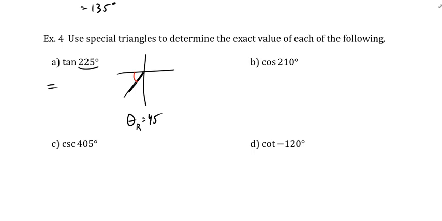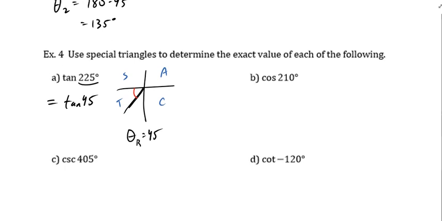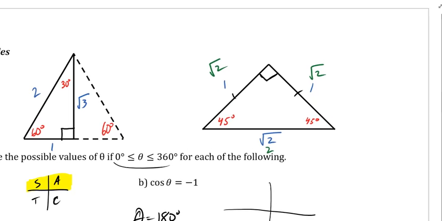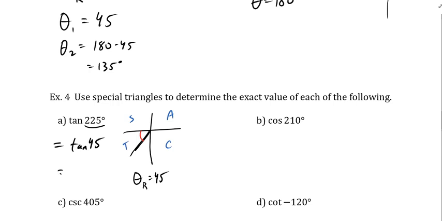And the last piece of the puzzle here: tangent's positive in that quadrant. So it's going to be positive. Tan of 225 is equal to positive tan of 45. And then I use my special triangle, which is opposite over adjacent. So 1 over 1, so that's 1. And then you can check it on your calculator if you want and make sure that's the right answer. Not a bad idea.